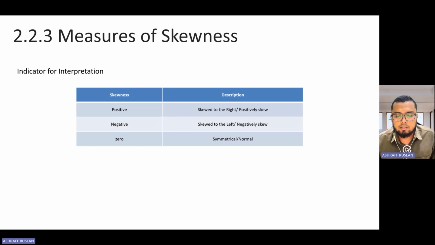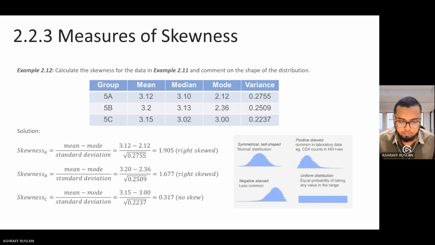If our result is positive, meaning that we can interpret it as skewed to the right, or positively skewed. If the result from the previous calculation is negative, then we call it negatively skewed. If it is 0 or near 0, then we call it symmetrical or normal.